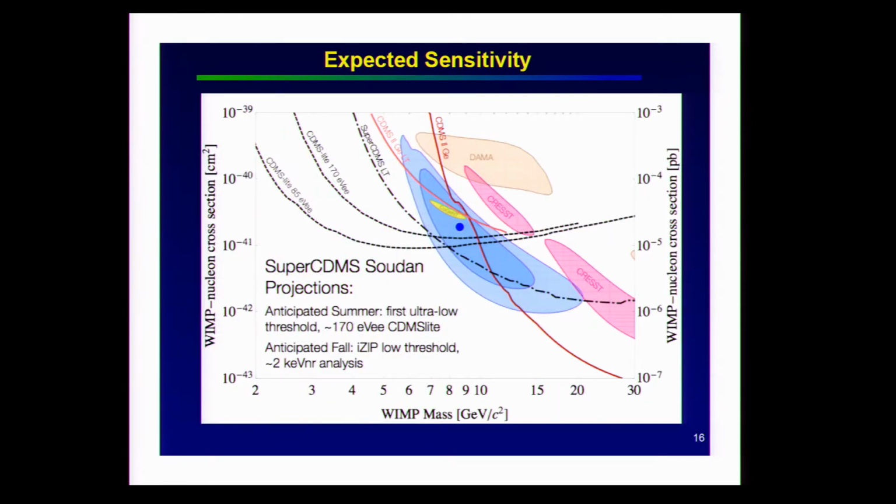So to summarize SuperCDMS Soudan, again, this plot shows the WIMP nuclear cross-section as a function of the WIMP mass. Both the SuperCDMS low threshold analysis and this CDMSlite with amplified phonon signal will further probe this region here. That should be really interesting, and we're looking forward to unblinding the data. It's still blind, so I cannot say anything, but we should all be looking forward to it. That's going to probe and test more of this low mass WIMP region.